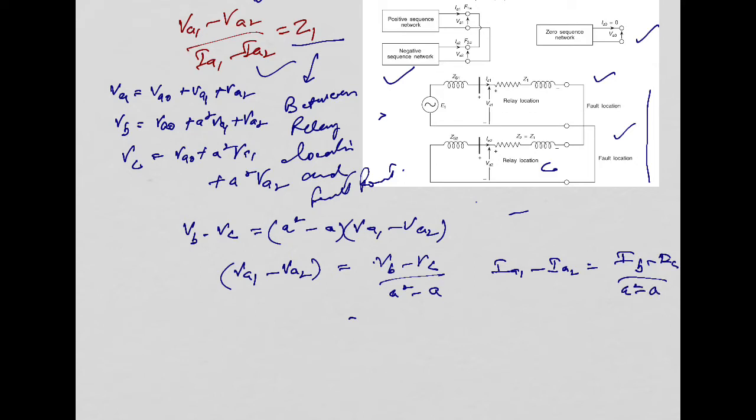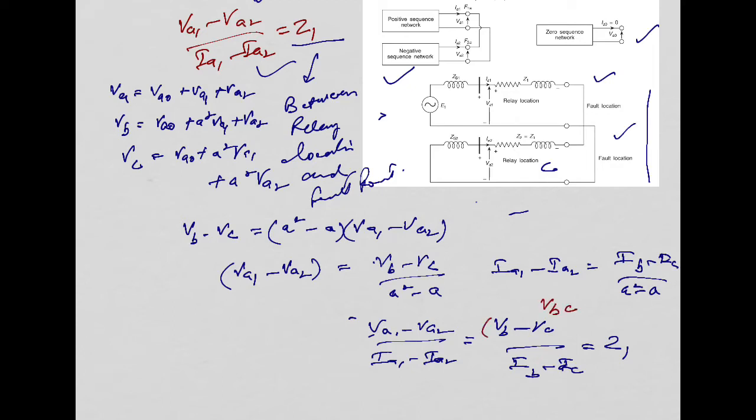And therefore, finally, we get (VA1 minus VA2) divided by (IA1 minus IA2) equals (VB minus VC) divided by (IB minus IC) equals Z1. Now from this, what do we observe? We observe that a distance measuring unit with a voltage of VB minus VC, that is VBC, this one.